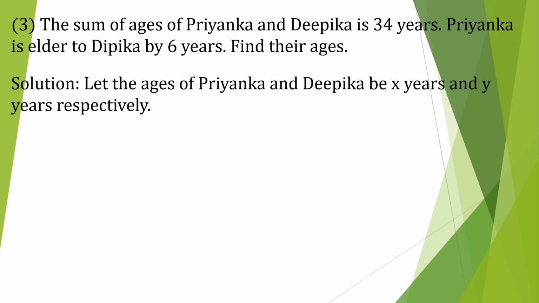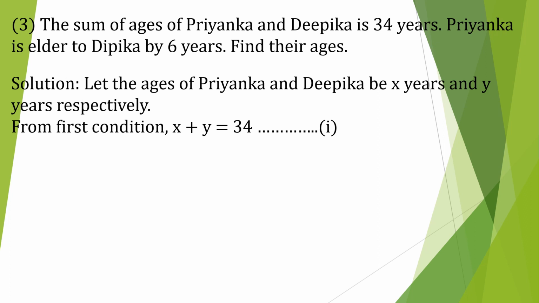So first condition, what is given, students? The sum of the ages of Priyanka and Deepika is 34 years. Means if you add their ages, you will get 34 years. So the first condition is clear. From the first condition, you will get x plus y equal to 34. This is your first equation.